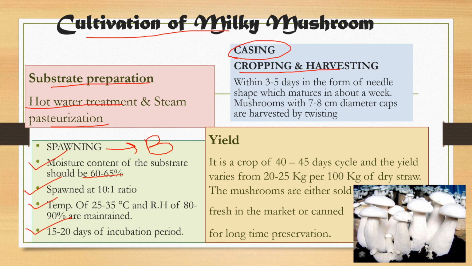Now coming to cropping and harvesting. Within 3 to 5 days, pinheads form in the shape of a needle, which mature in about a week. Mushrooms with caps of 8 to 9 centimeter diameter are harvested by twisting. And now coming to yield. It is a crop of 40 to 45 days cycle, and the yield varies from 20 to 25 kg per 100 kg of dry straw.